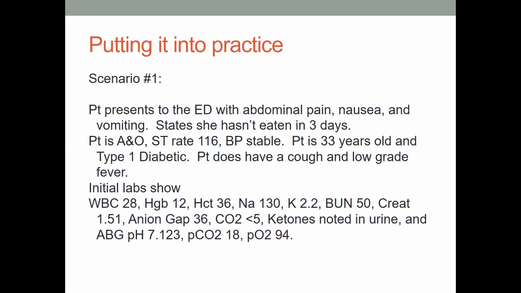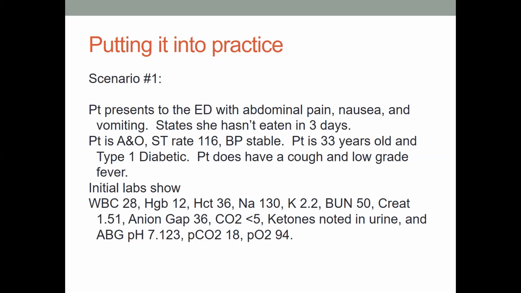And what diagnosis do you expect? Is she in DKA or HHS? Look back at our scenario. She's a type 1 diabetic, and she has serum or urine ketones. So she would be a DKA.